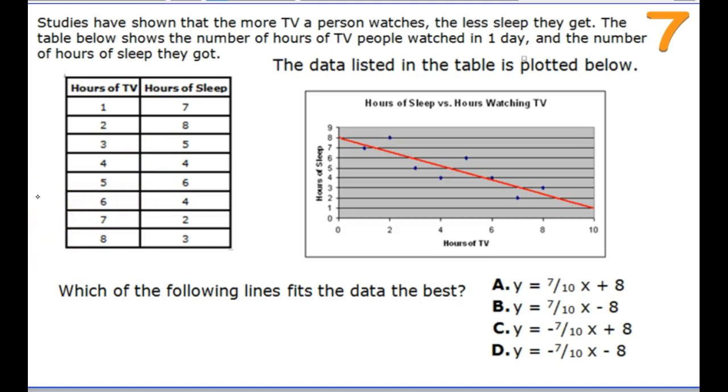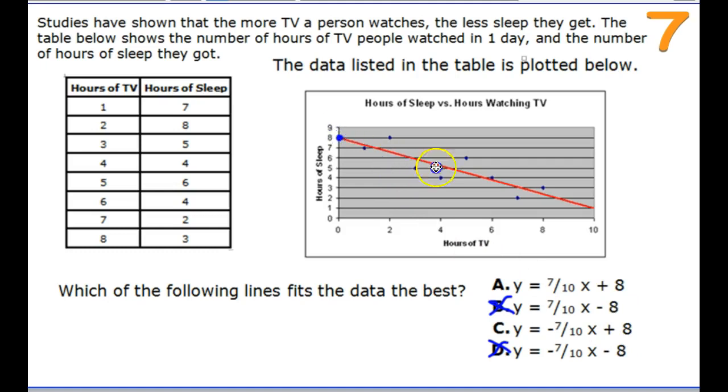Alright, our last problem says studies have shown that the more TV a person watches, the less sleep they get. The table below shows the number of hours people watch in one day and the number of hours of sleep they got. It says which of the following line fits the data best. So what we need to do then is look at our line of best fit. First of all, we need to figure out where it begins so we know our B. Well, it begins right here at 8. Now it doesn't begin at negative 8, so we can cross off B and D because it begins at 8, not negative 8.